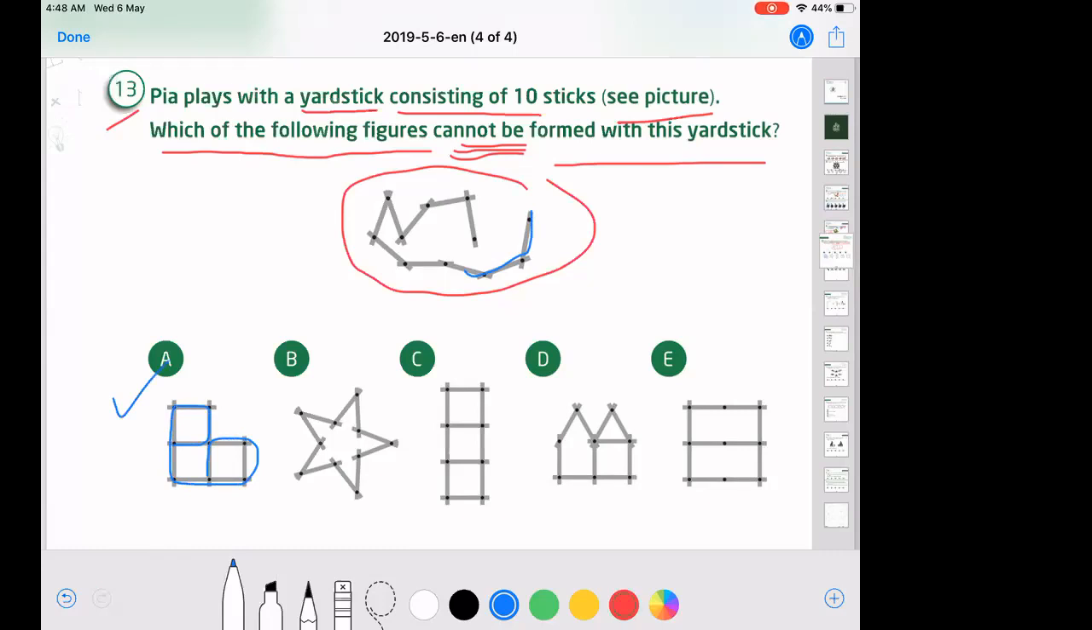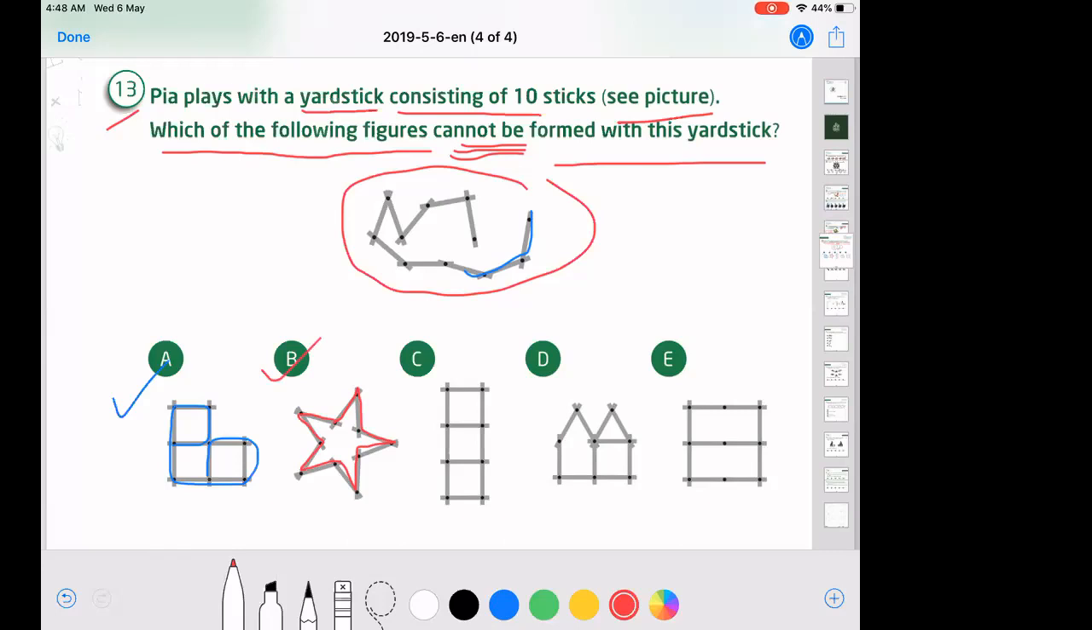The second one, if I use the same one to make this star, it's okay. I will start from here, then the second here. Then I move till I make the star. So letter B also has no problem. I can do it.